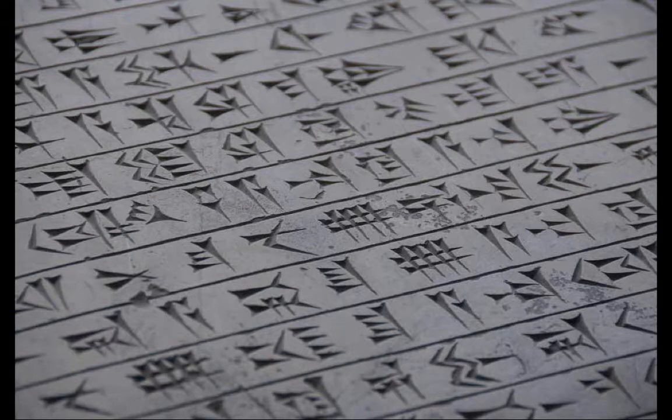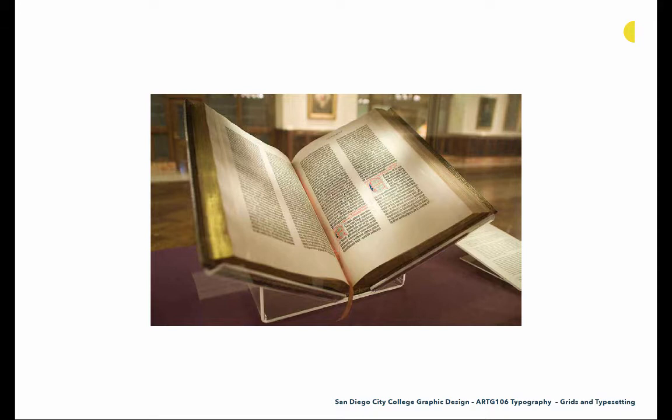We've also seen it in other parts of this lecture when we looked at cuneiform. This is a very rudimentary but simple grid. All of these symbols are lined up in rows. If they were just arbitrarily placed all over the page, it would be impossible for this to be read. It would be very difficult to understand what was happening. But this simple grid structure helps us read this.